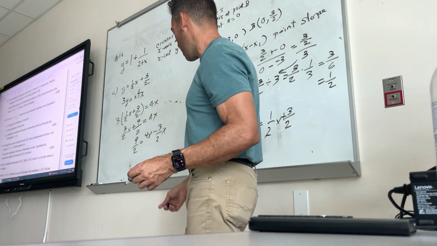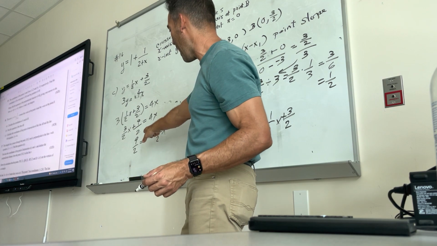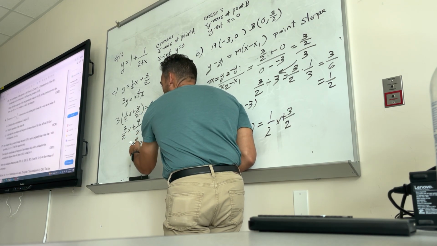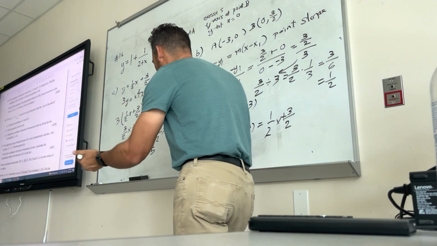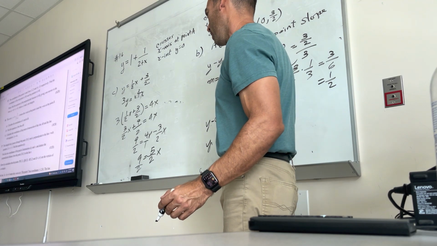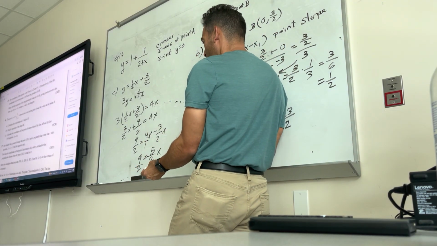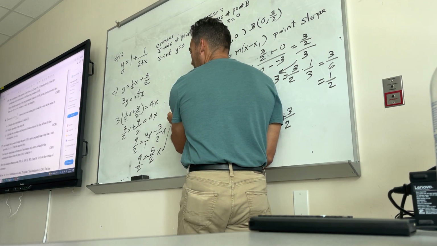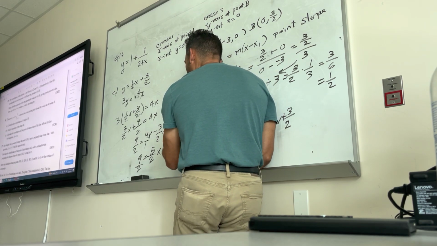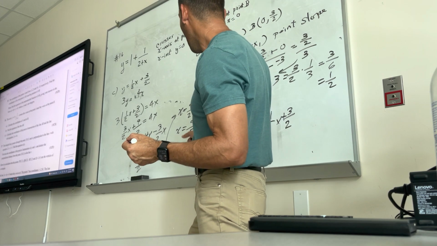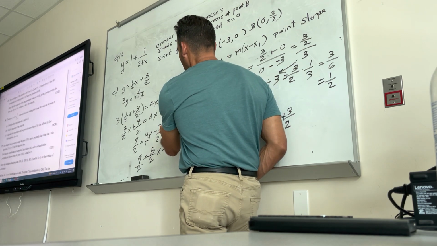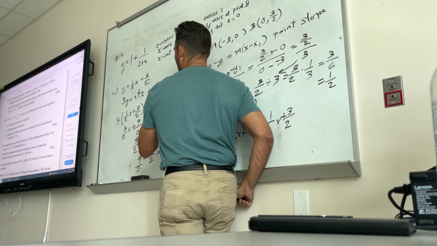And then 4x minus 3 halves x, well, that's 8 minus 3, which is 5. 4 times 2 is 8, 1 times 3 is 3, 8 minus 3 is 5, divided by 2. So it's 5 halves x equals 9 halves. If I multiply by the reciprocal, we end up with x equals 9 halves times 2 over 5. The twos cancel, so x must equal 9 fifths.